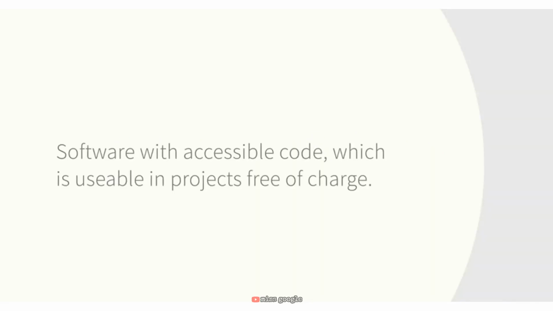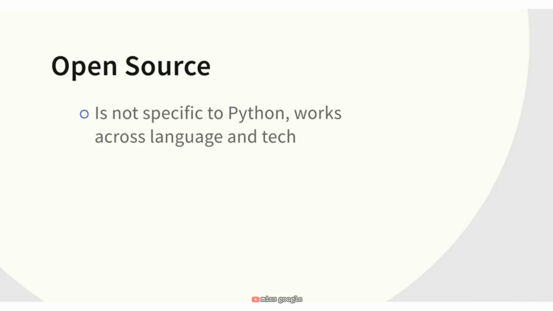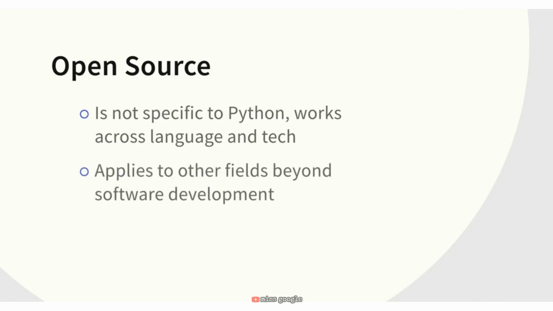What is open source? Well, it is software with accessible code, which is usable in projects free of charge. So you have the source code. You can modify it, read it, understand it, and no one is going to charge you anything for that. This movement spans across fields and has a long history. We're not going to get into the details of it, but a few things to bear in mind. This is not specific to Python and the Python scene. All programming languages have open source projects tied to them. Many technologies have it. In fact, it's not exclusive to software development either, as many other areas have adopted it.